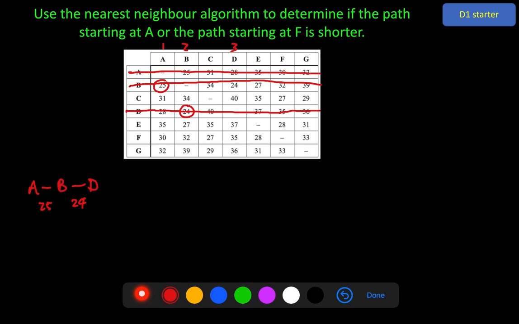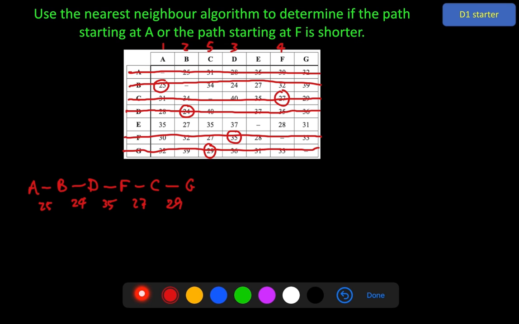Now with the nearest neighbor algorithm, I have to look at column D, and the best one there is the 35 to F. So now F is in the path. Column F, we're looking at 27 to C. So far, same as before. In the C column, it's now 29 to G, which we didn't have before. And in G, I'm forced to use this to get to E for 31. Total weight there is 171.